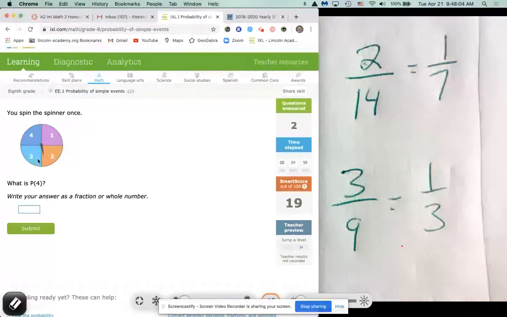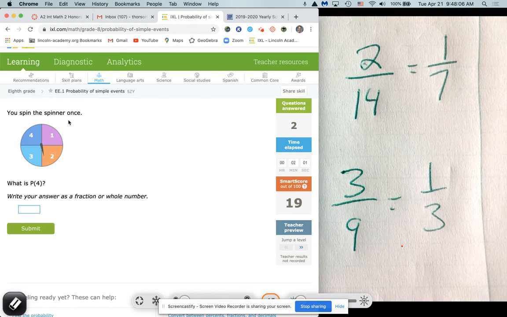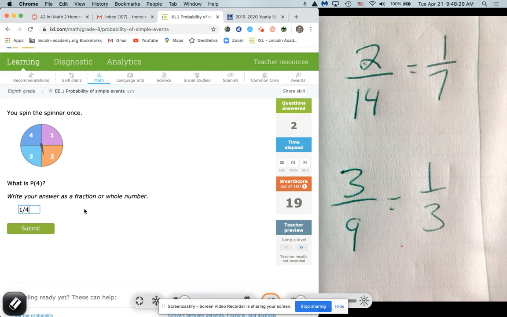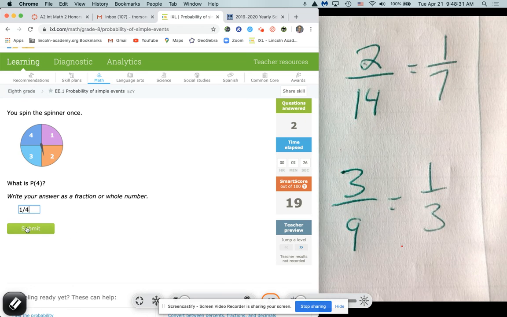Here we have a spinner. It says you spin the spinner once. So you spin it once. What is the probability of getting a 4? Well, if we look at this, we're always going to assume that each event is just as likely as any other. So this is divided into 4 equal parts. Only one of those 4 parts has a 4 in it. So it would be 1 out of 4, which doesn't reduce. It'd be a 1/4 chance.